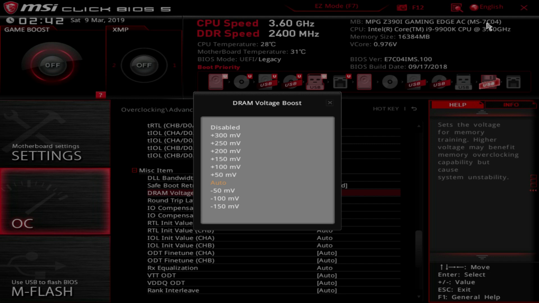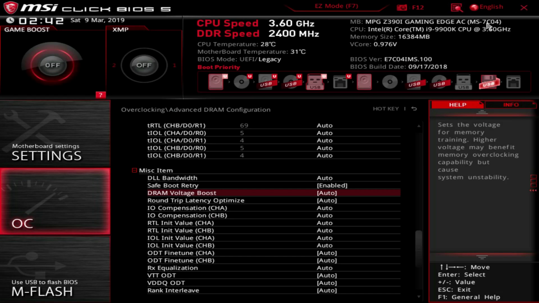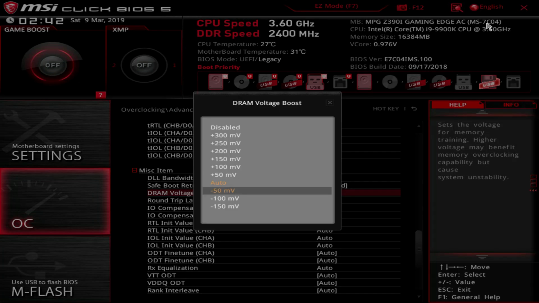So essentially, this allows you to set a different boot up voltage than a running voltage. So this will apply an offset to your DIMM voltage. So let's say you set your DIMM voltage to say 1.5 volts, but you want to boot up at like 1.6 volts for memory training purposes, or you want to boot up at 1.45 volts for memory training purposes, right?